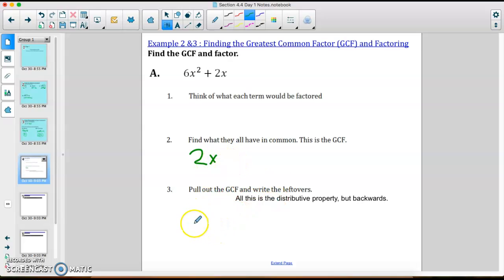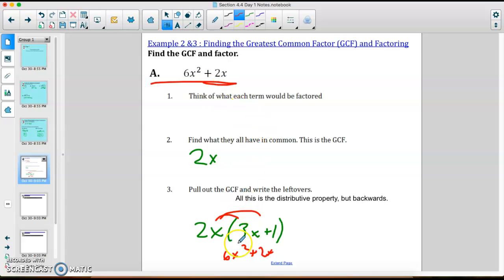So we pull out the GCF, our 2x, and then we write the leftovers. So 6 divided by 2 is 3. X squared divided by x is just x. Okay, and then 2x divided by 2x will just get us 1 left over. Okay, you can always check this. You can always redistribute and see if you get the same thing. So here we'd have 6x squared plus 2x, and that's exactly what we had up here. And so we know we did it right.